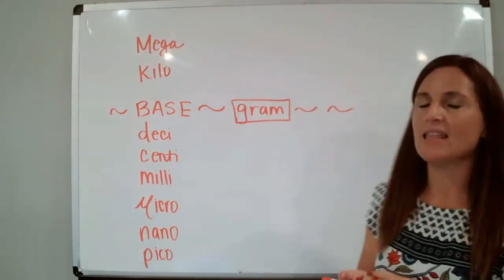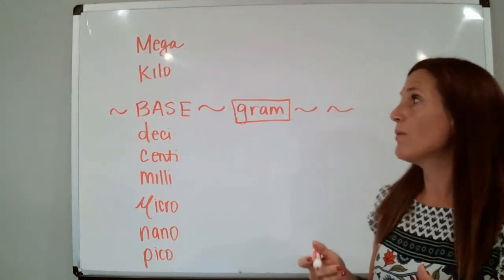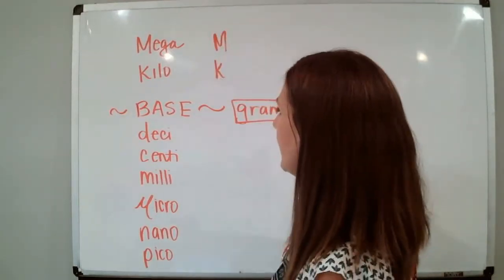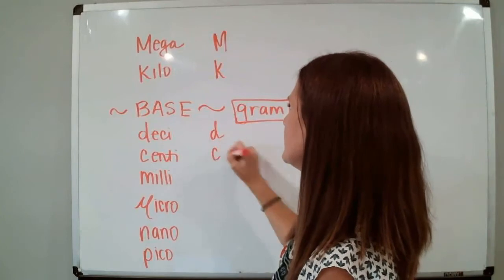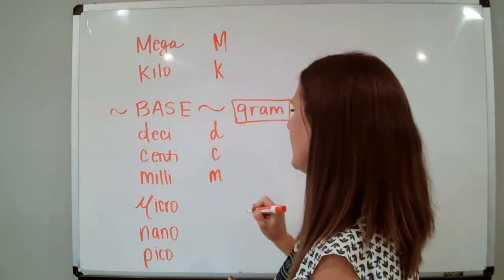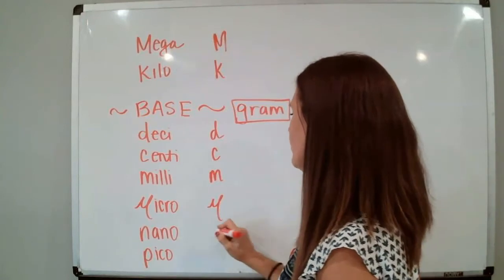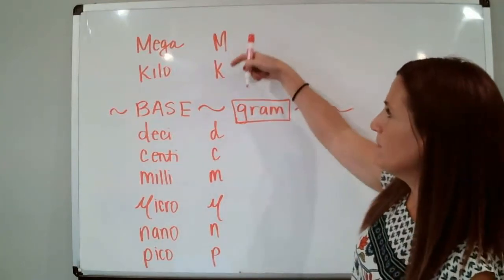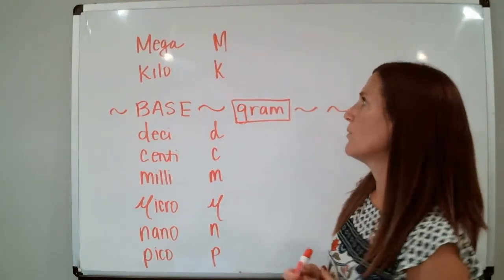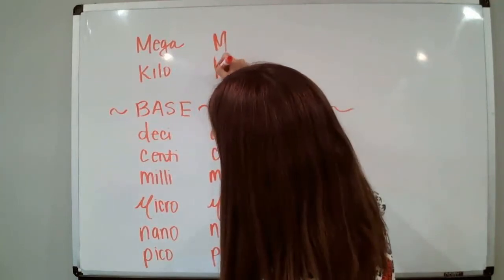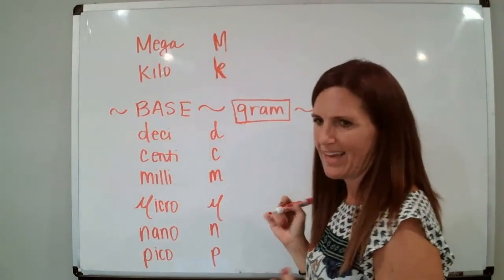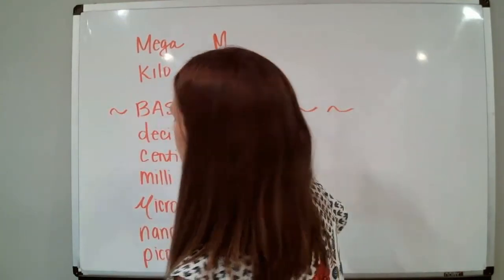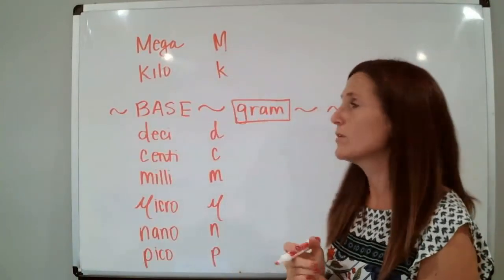Now we need to write in their symbols. So I'm going to start writing them in and saying them. So mega is M, kilo, K, deci, D, centi, C, milli, M, micro, mu, nano, N, pico, P. One thing people always ask me is that the k is a lowercase k. If it were handwriting, I guess you would do it like that, but I don't really have a lowercase k that I use, so that's a lowercase k.